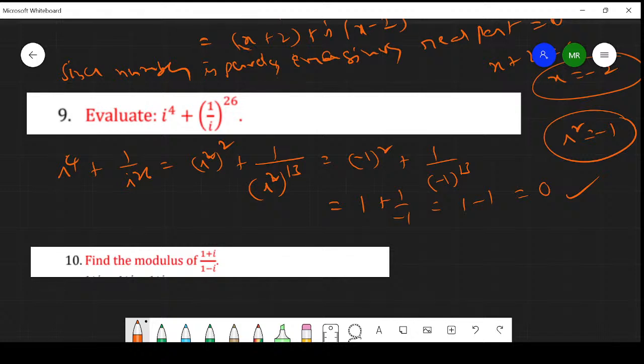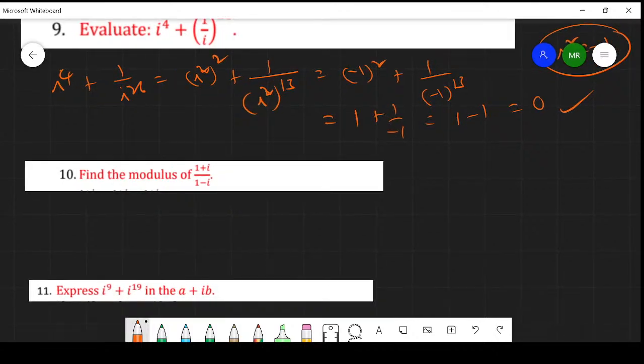Now the tenth one. These are frequent questions they are asking in the PU board exam. For the first PU board exam, they are frequently asking these questions. Right, now you can see here.